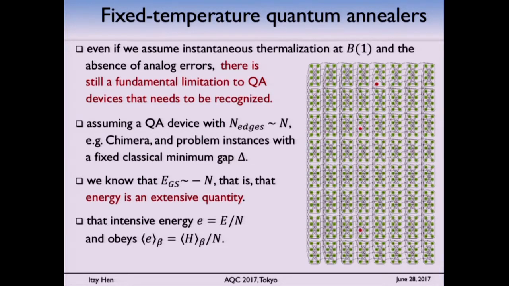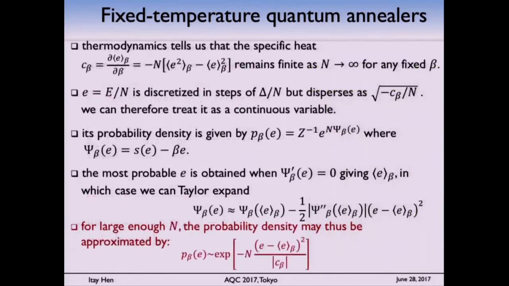And given that, we know that the ground state energy is an extensive property, and it scales linearly with the number of spins. And if I look at the intensive energy, which is here a small e, the energy divided by n, then the thermal average of e for any fixed beta is the thermal energy of the Hamiltonian divided by n. This is, of course, very trivial, but I'd like to work with the intensive properties, if you don't mind.